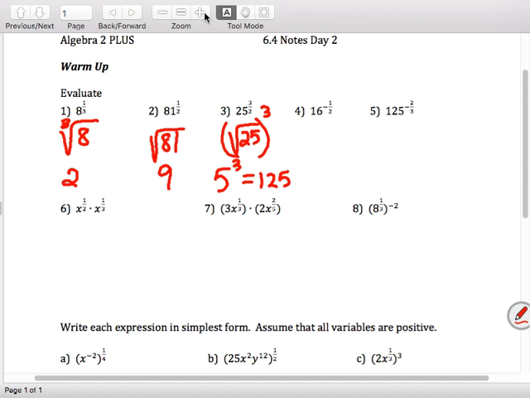Number 16, or excuse me, number 4 is 16 to the negative 1/2. So that is 1 over 16 to the 1/2. That's 1 over the square root of 16, which is 1/4.